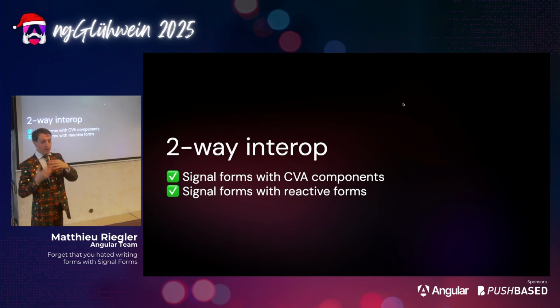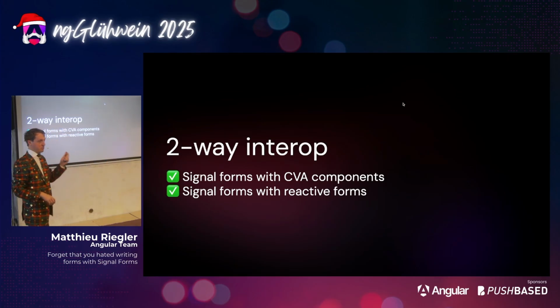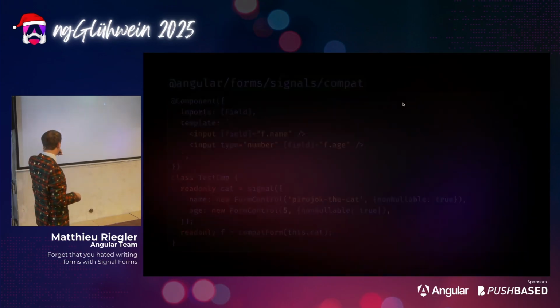You can already use the signal forms with CVA components. For example, all the Angular Material components implement the CVA. You can just plug in the signal forms directly to it, and it will just work by passing the field directive onto it. Another one that's really interesting is that you can use the signal forms with the reactive forms, having some kind of form control or form group and passing it to a signal form object.